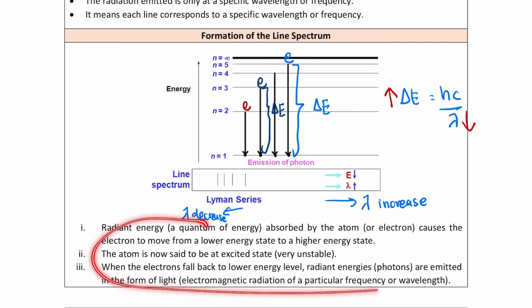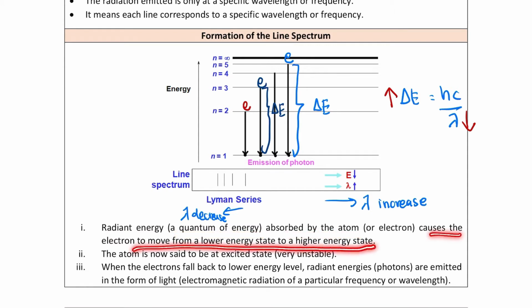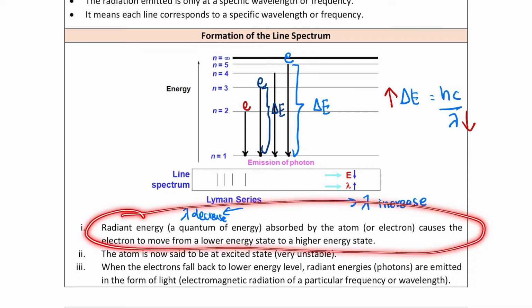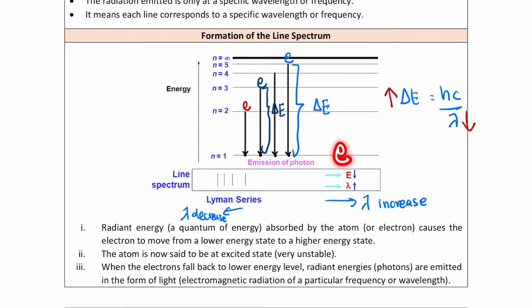Alright, so let us read what I wrote below. Radiant energy or quantum of energy absorbed by the atom causes the electron to move from lower energy state to higher energy state. So how many times have you heard this already. When the electron absorbs energy, that means it will move from lower to higher energy level. And we know that when the electron moves from lower to higher energy level, this higher energy level here is specifically called the excited state. And we already know that the electron at the excited state is unstable.